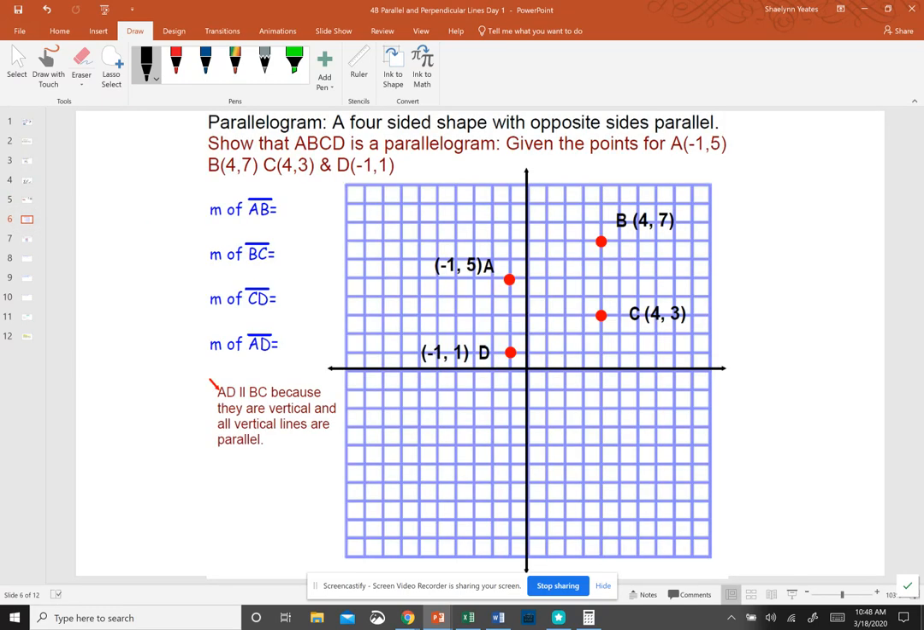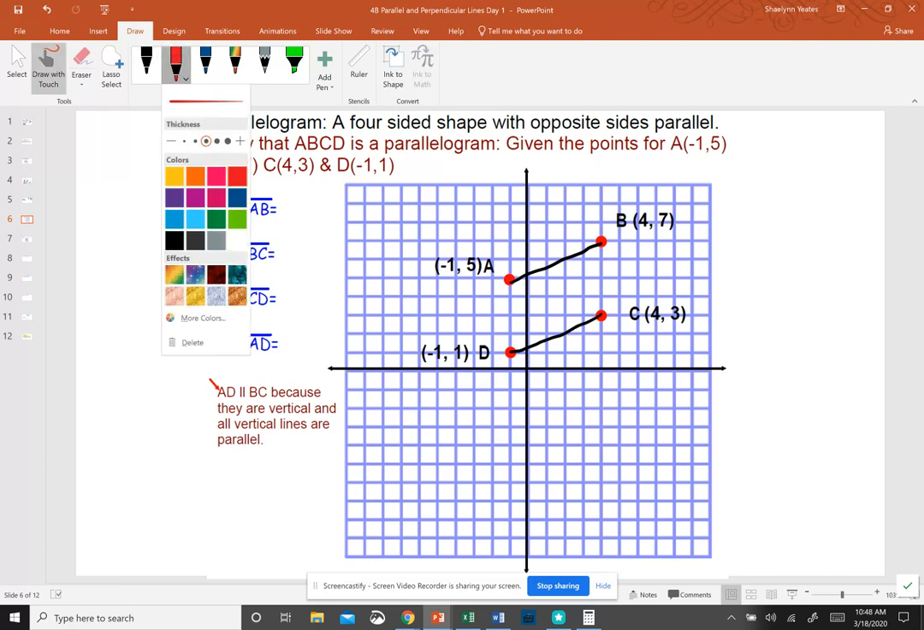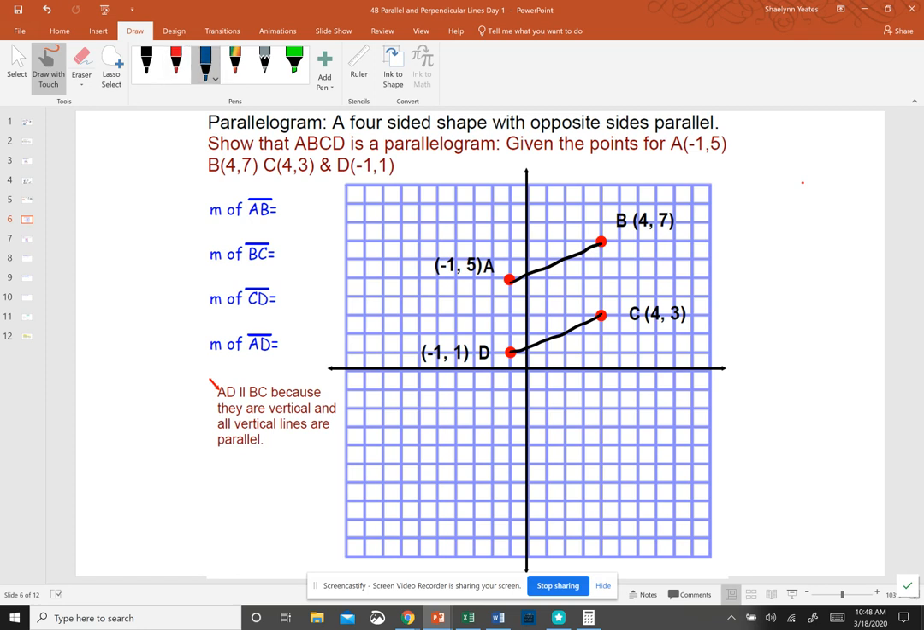All right. A parallelogram is a four-sided shape with opposite sides being parallel. So we're going to show that A, B, C, and D is a parallelogram. We're basically going to show that this slope is the same as this slope. And we're also going to show, I'm going to make this pen a little bit thicker because it's hard to see, that this slope here is the same as this slope here. Okay, that's our goal.